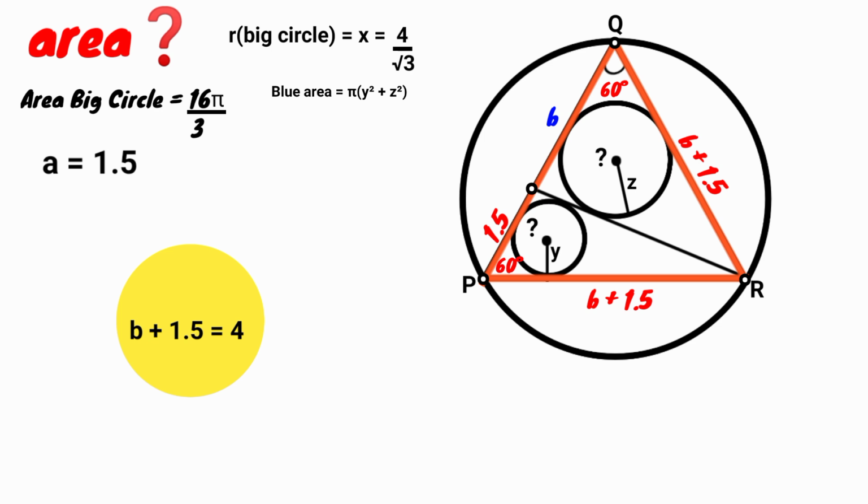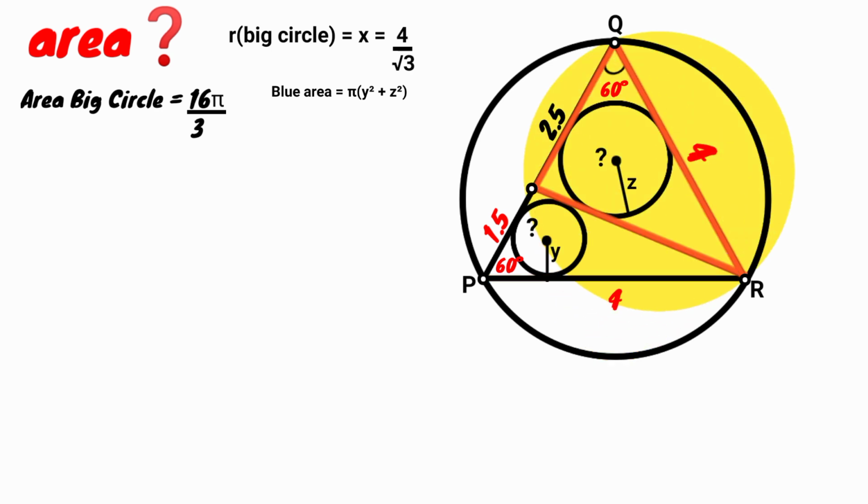Subtract 1.5 from both sides. Here plus 1.5 minus 1.5 is 0. While here 4 minus 1.5 is 2.5. So b equal to 2.5. That is, the length of this segment is 2.5. Here, replace b with 2.5. 2.5 plus 1.5 is 4.